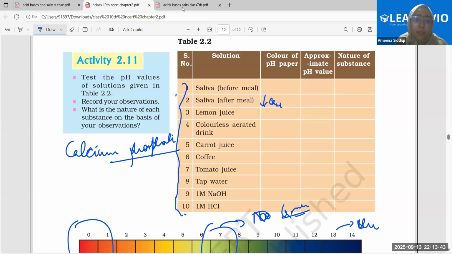Calcium phosphate. Basically, a crystalline form of the calcium phosphate.